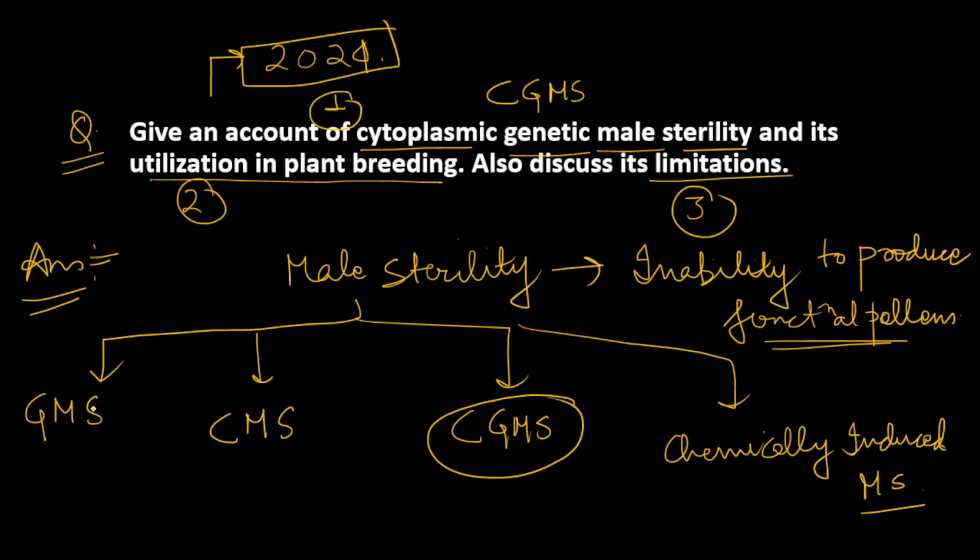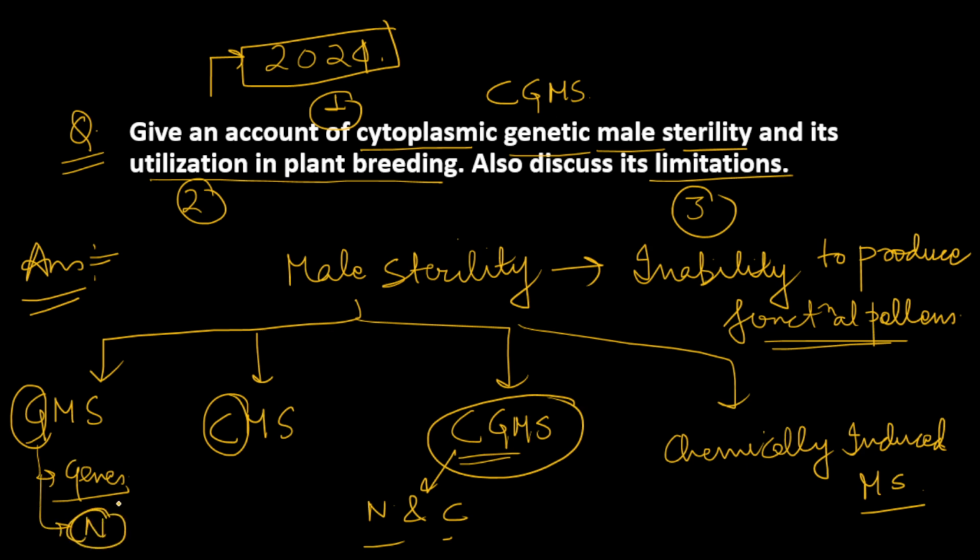In genetic male sterility, the male sterility is due to genetic regions, that is due to genes. In cytoplasmic male sterility, it is due to cytoplasmic regions. In cytoplasmic genetic male sterility, the male sterility is by both nuclear and cytoplasmic genes. And chemically induced male sterility is by the use of some kind of chemicals we induce male sterility in the plants. So this is a brief overview which you should know.